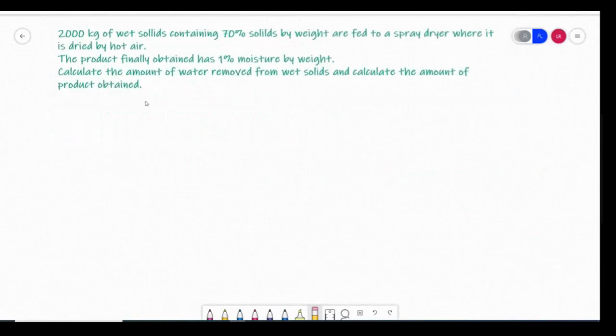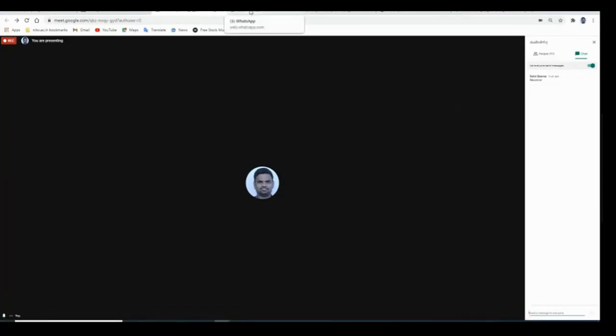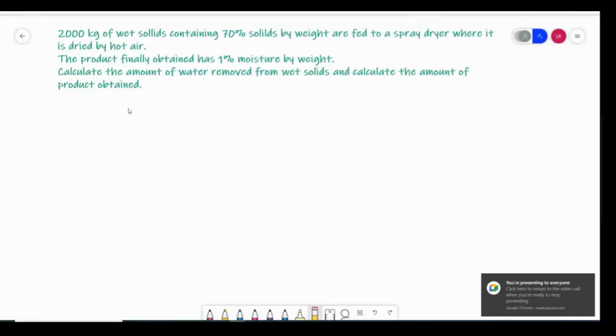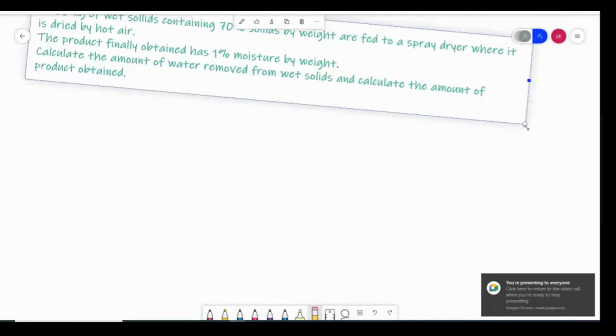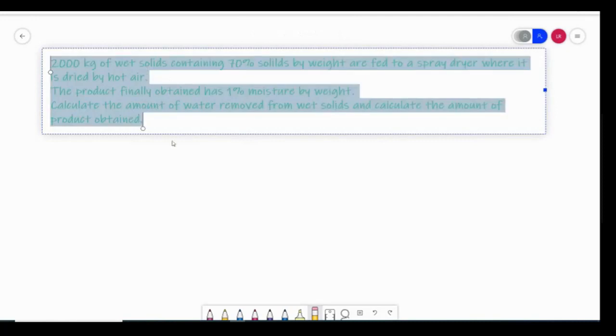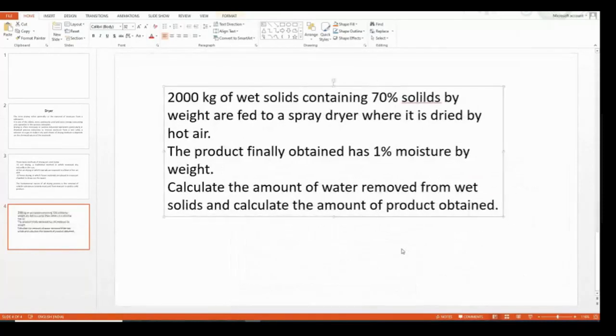We try to solve this problem. First, draw a block diagram. Hope all of you are having notebook. Please practice now itself. Then only towards the end exam, it will not be overburden for you. I'm going to the question. Now it is visible for you.